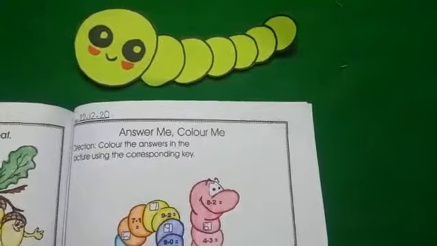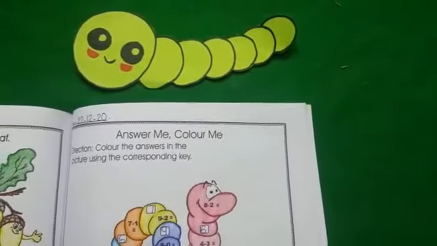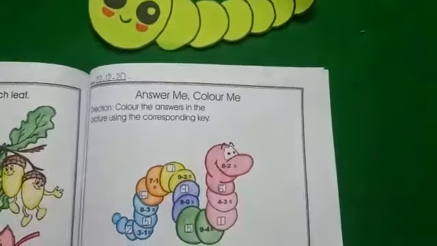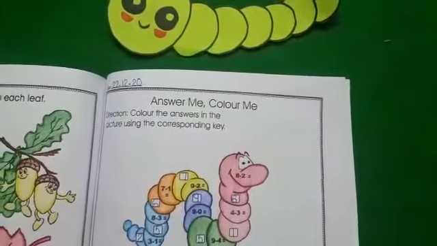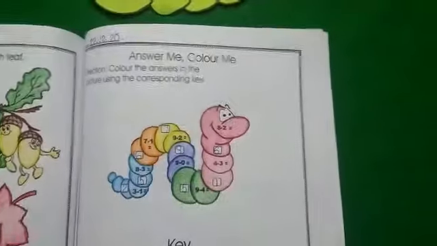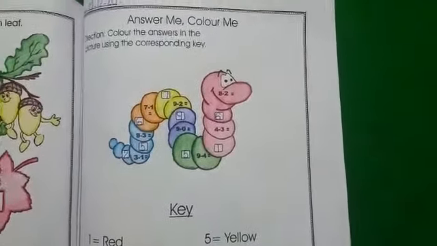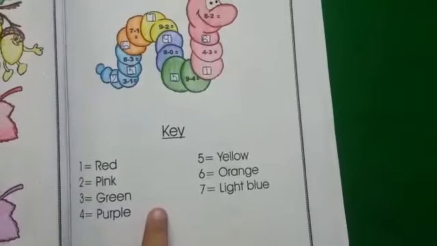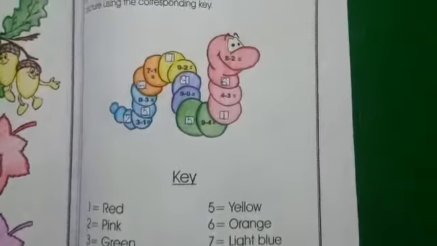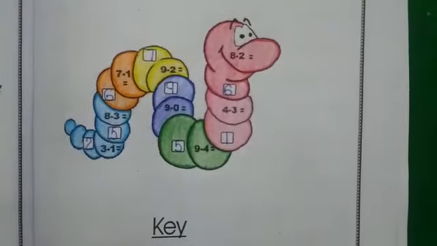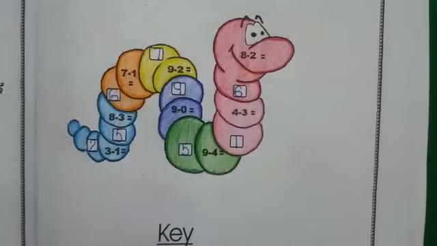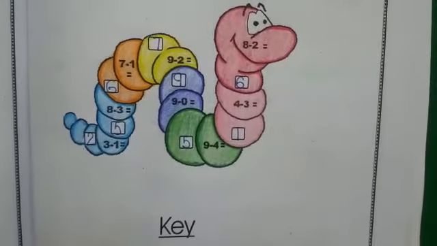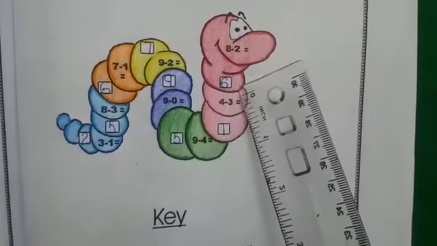So Mr. Caterpillar helps us do this work. Our exercise is answer me, color me. Here is the caterpillar and we have to solve it and then color it with the help of this key. Okay, so 8 minus 2. 8 goes to minus and 2 fingers out. Start backward counting. 7, 6. Yes, 6 is the answer.